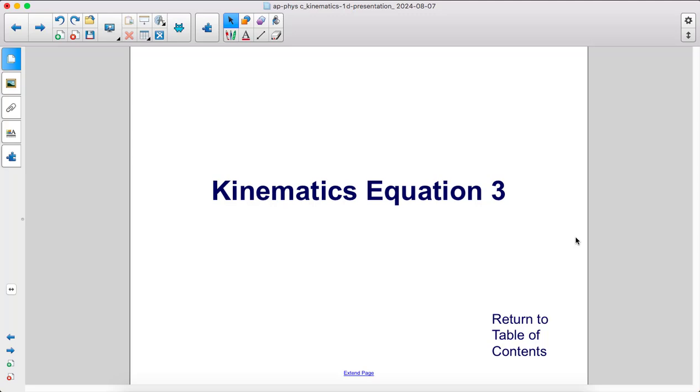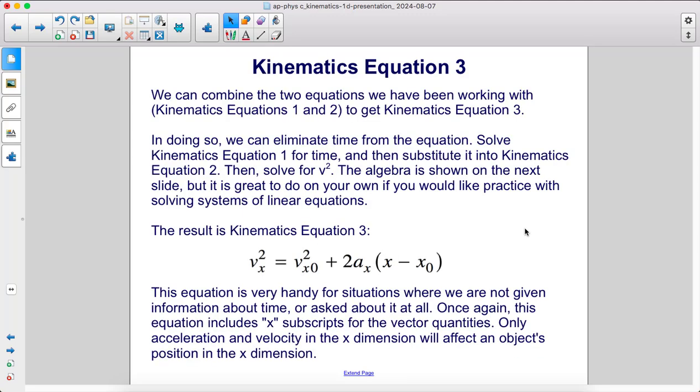Kinematics Equation 3. We can combine the two equations we've been working with, Kinematics Equations 1 and 2, to get Kinematics Equation 3. In doing so, we can eliminate time from the equation. Just solve Kinematics Equation 1 for time, then substitute it into Kinematics Equation 2. Finally, solve for v squared, final velocity.